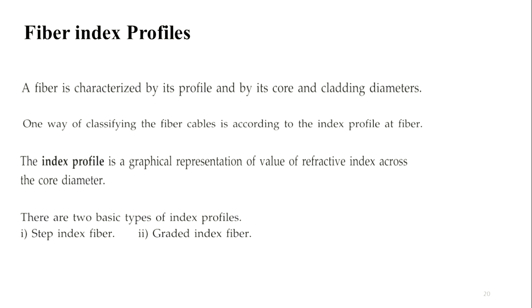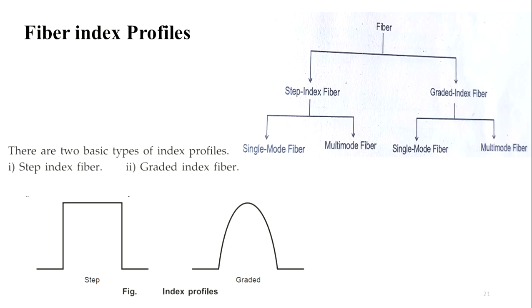So the basic two types of index profiles are step index and graded index fiber. Let me see them one by one. The fiber is basically classified into step index and graded index. Further, it is classified based on the mode as single mode fiber and multi-mode fiber, and in graded index fiber also we have single mode and multi-mode fiber. The first diagram shows the step index profile and the second one shows the graded index profile.